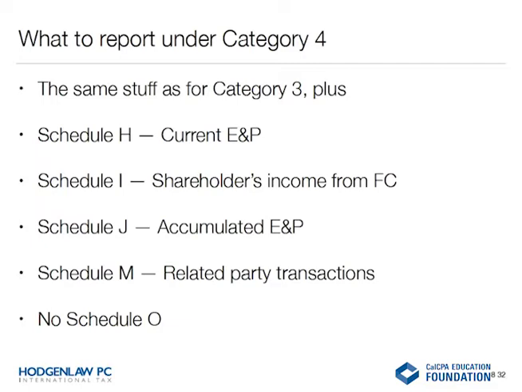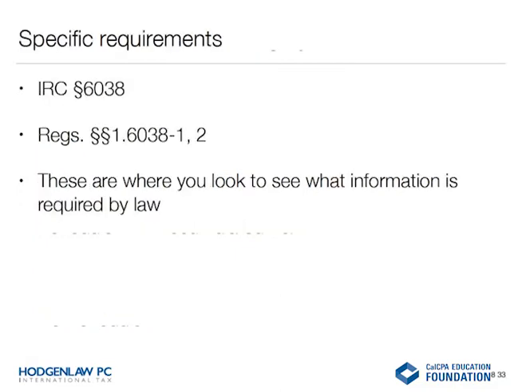So this is quite a bit of information, and if you're preparing the form, it's actually kind of a lot of work. These requirements are in Code Section 6038 and Regulations 1.6038-1 and 2. Feel free to go take a look at those. And then Category 5.